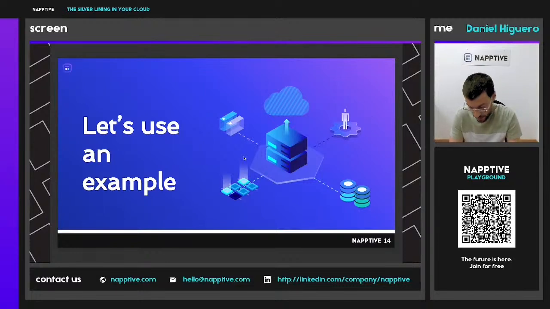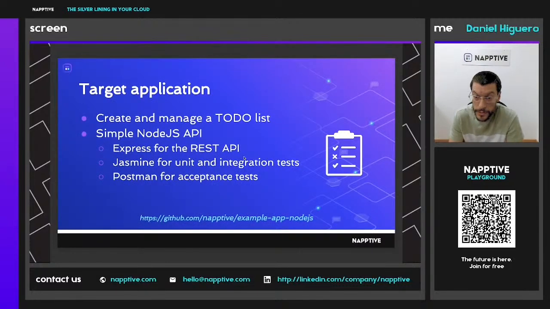So how are we going to show all of this? Basically, what I've done is create a sample application, which is a Node.js application that implements a basic to-do list, where you are able to add new items, remove items, mark them as done, things like that.